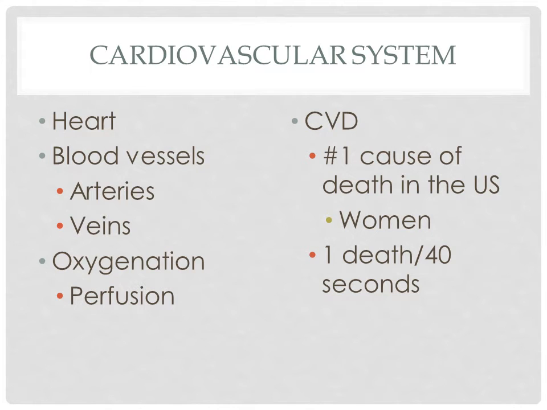So the cardiovascular system consists of your heart or myocardium, and your blood vessels, which are going to be your arteries and veins. It helps with oxygenation and perfusion. It works with the respiratory and hematologic systems. Any problem in these systems causes the cardiovascular system to work harder to meet the oxygenation and tissue perfusion needs.